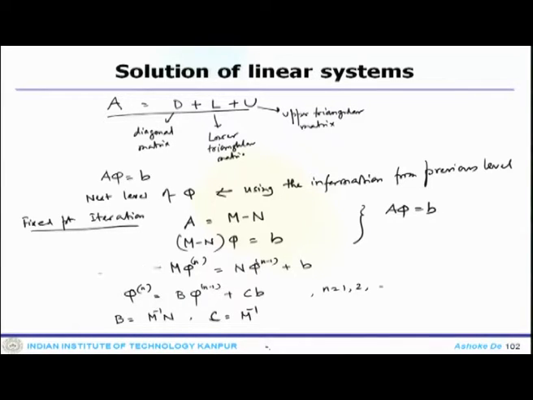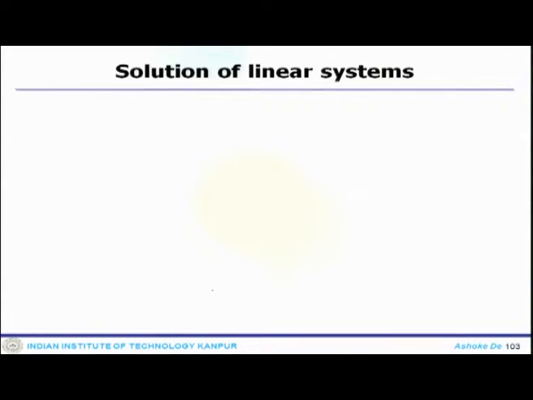So, essentially from here you multiply it with M inverse. So, this becomes phi^n = B phi^(n-1). That means the nth level of phi is obtained using the matrix B and phi^(n-1). Now, before moving ahead on the different descriptions of the iterative methods, there are some minimum characteristics that one should know.